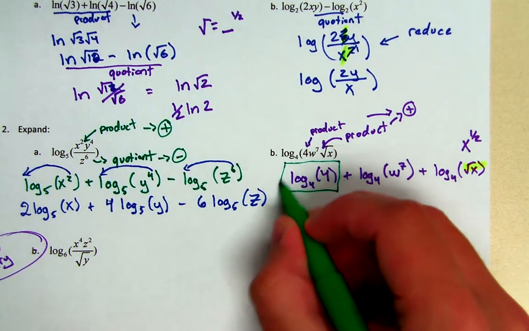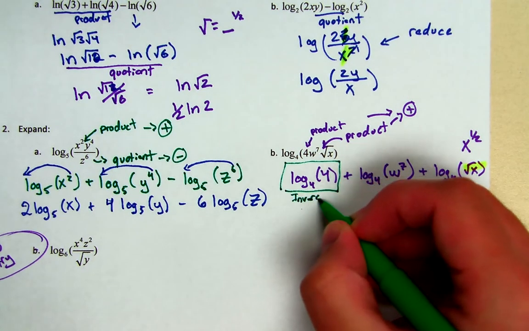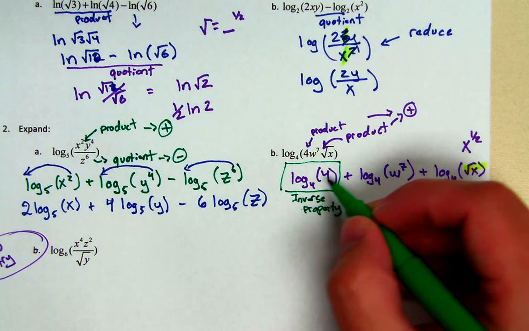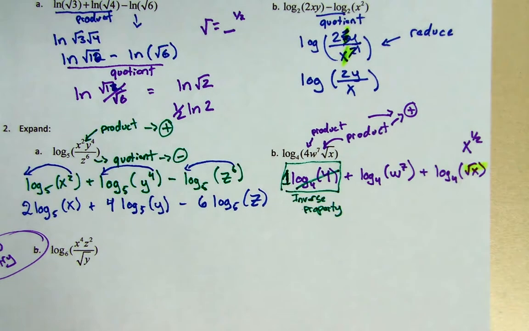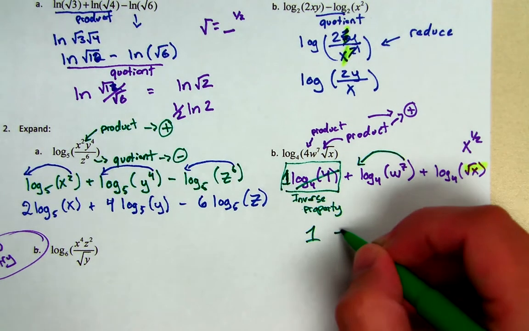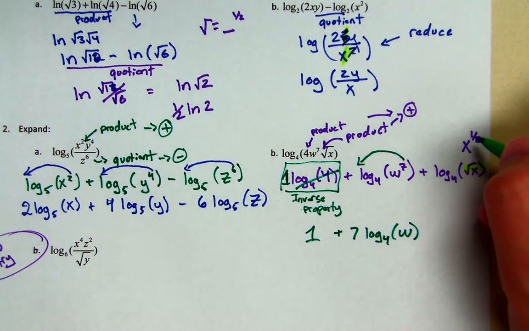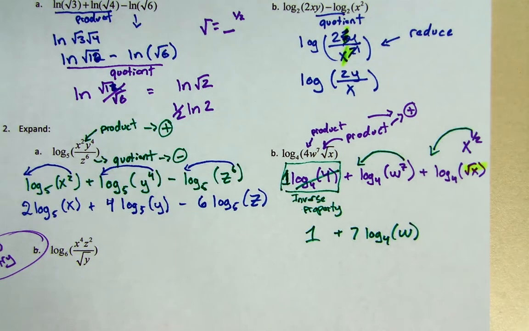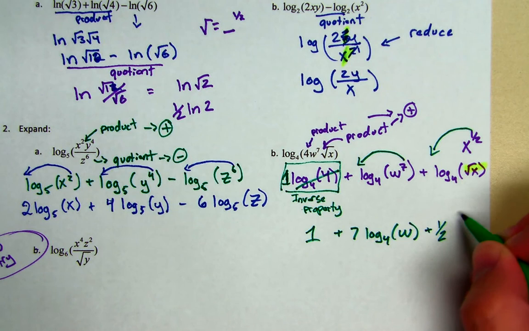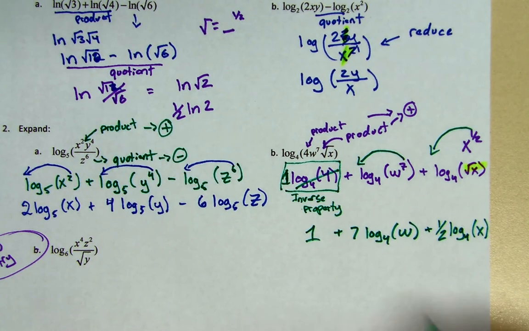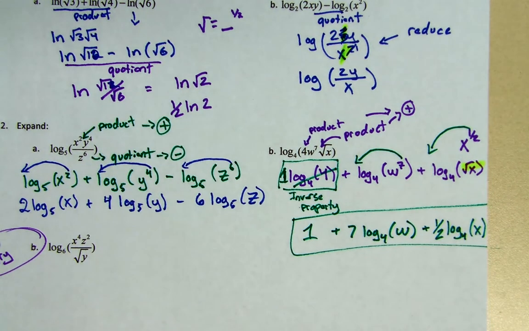Right here, that is your inverse property. So that tells me log base 4 of 4, what's left? Well, there's a 1 here, technically, so that goes away, and we have just 1 left. Here, I need to bring down a power, so plus 7 log base 4 of w. And again, that's where rewriting this as x to the 1/2 is going to come in handy. Alright, 1/2 log base 4 of x. And then that is fully expanded. That's my answer. Alright, and again, you finish out the last one, and we can talk about that one in class.